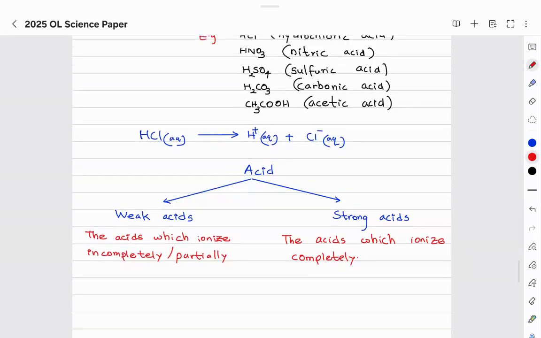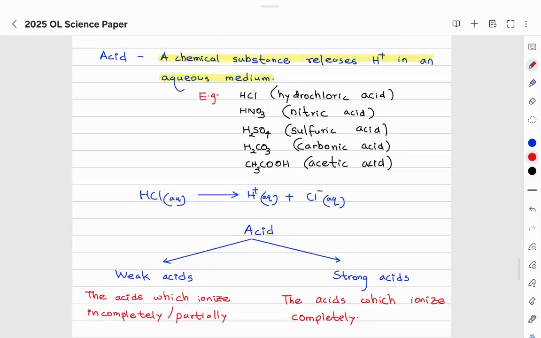Then what is the summary? Try to understand. Acid means a chemical substance that releases H pluses in an aqueous medium. We can give some examples like HCl, HNO3, H2SO4, H2CO3, CH3C double bond OH. And remember the formulas and the names, right? HCl means hydrochloric acid, HNO3 means nitric acid, H2SO4 means sulfuric acid, H2CO3 means carbonic acid, CH3C double bond OH means acetic acid.